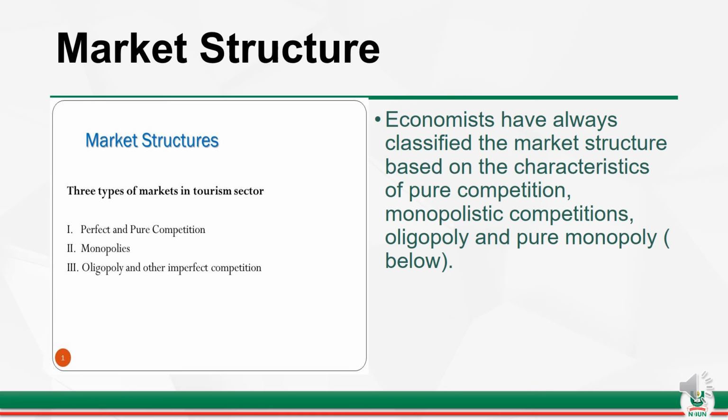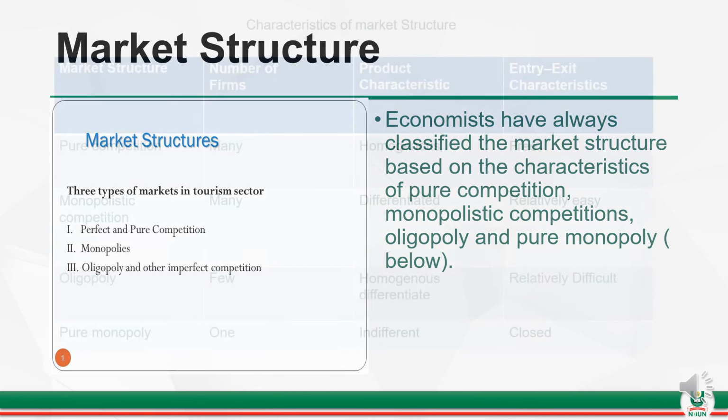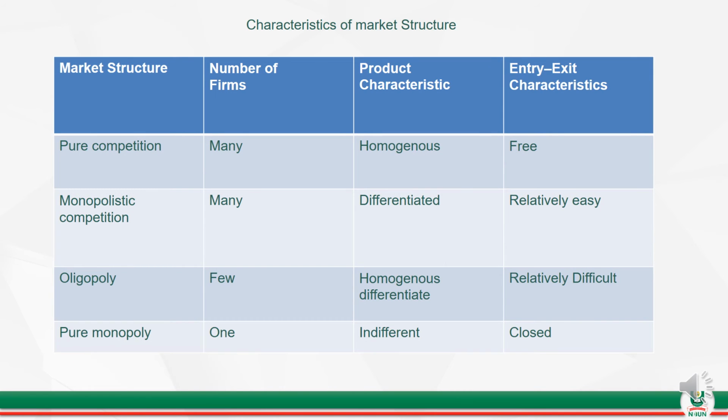The figure we're about to see shows the characteristics of the market structure, in which we have pure competition here, and the number of firms is many. The product is homogeneous in nature, and market entrance and exit is free. We have the monopolistic competition, where firms are many, and products are differentiated.